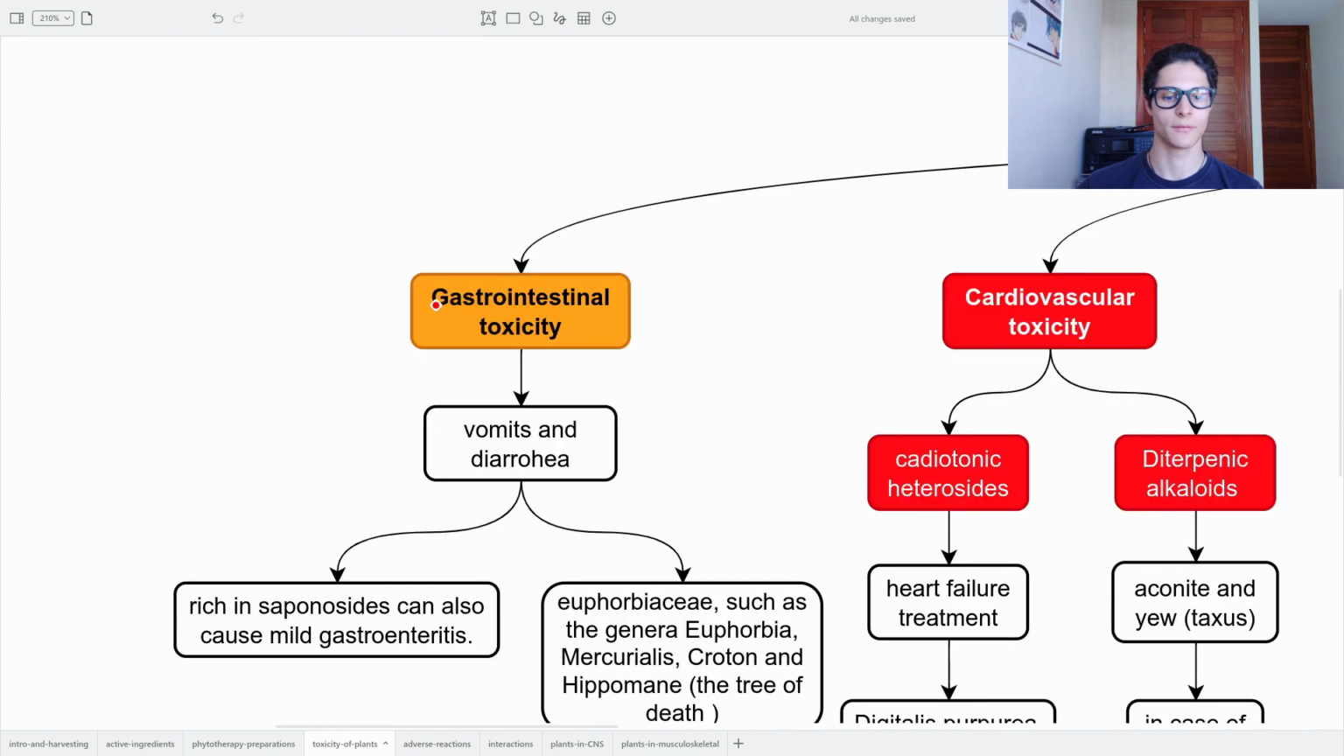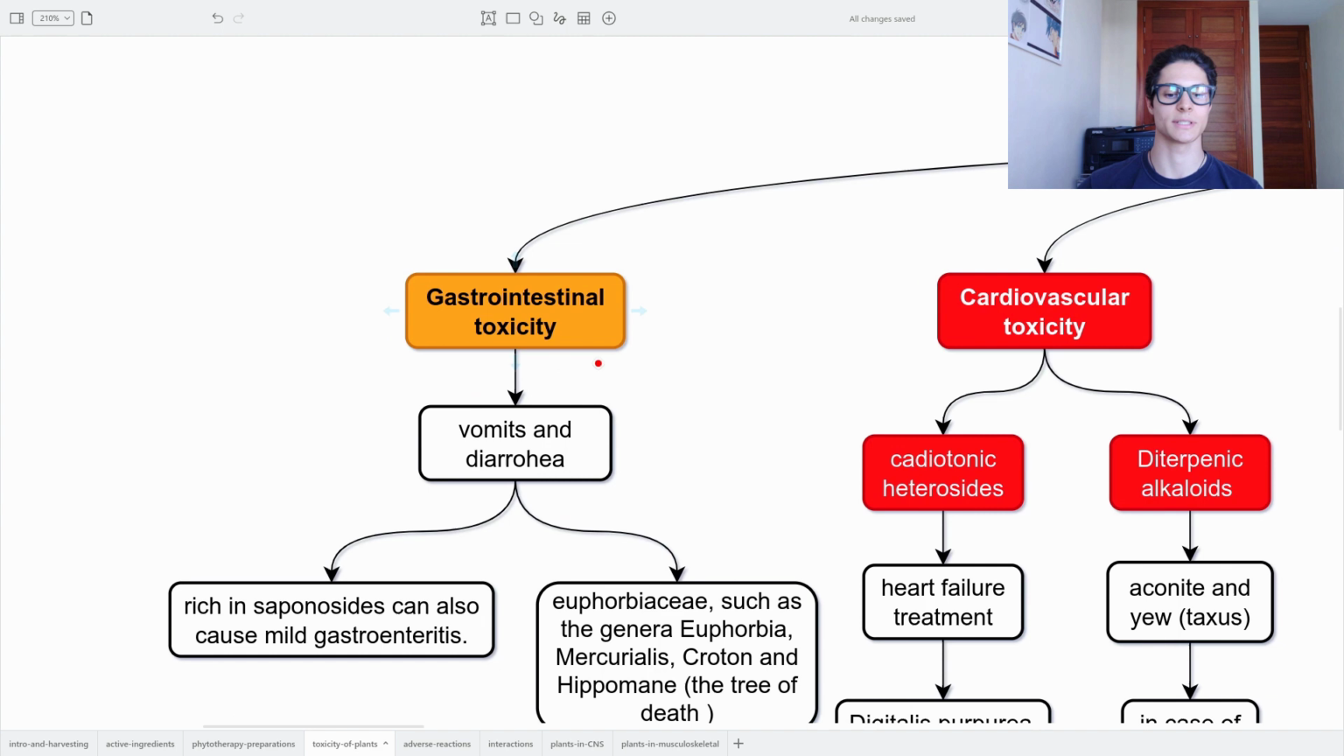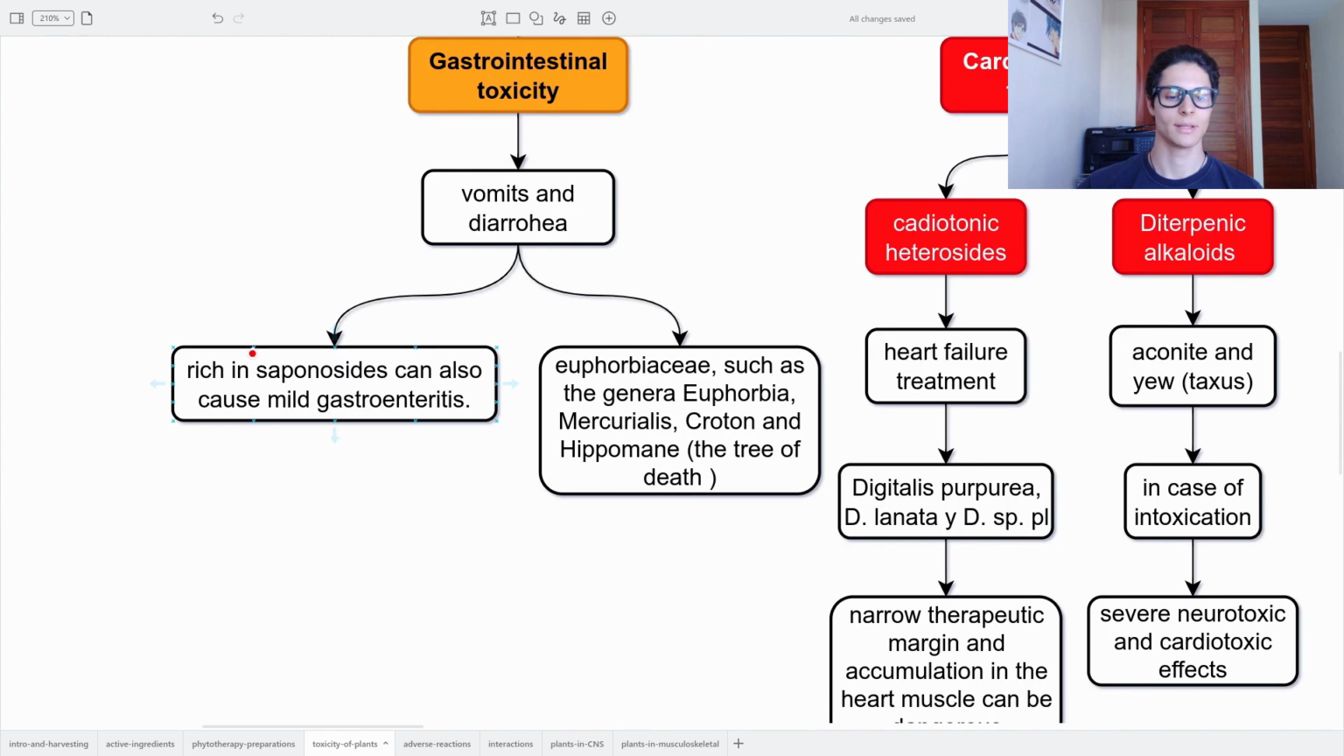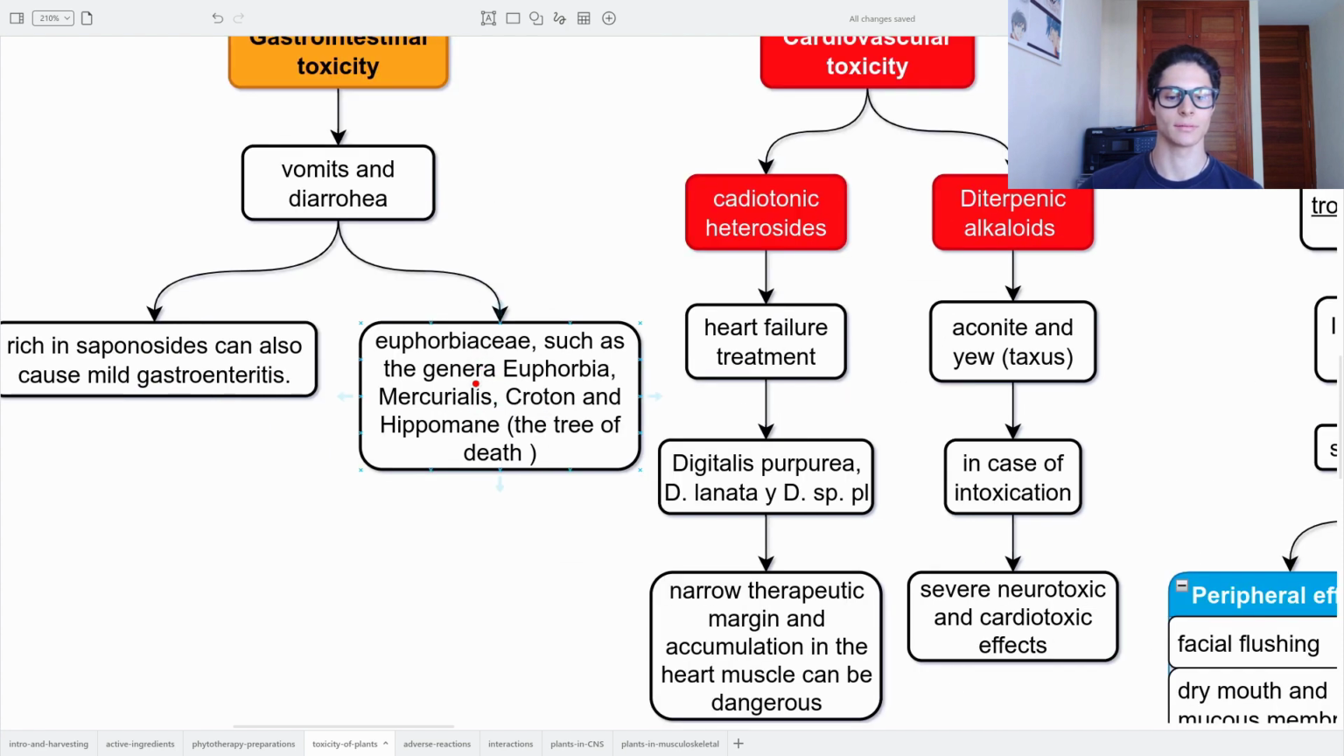We have the first one, which is gastrointestinal toxicity. This is vomiting and diarrhea. It happens when we have plants rich in saponins and can also cause mild gastroenteritis. And we can find this in the Euphorbiaceae, such as the genera Euphorbia, Mercurialis, Croton, and Hippomane. The tree of death, indeed.